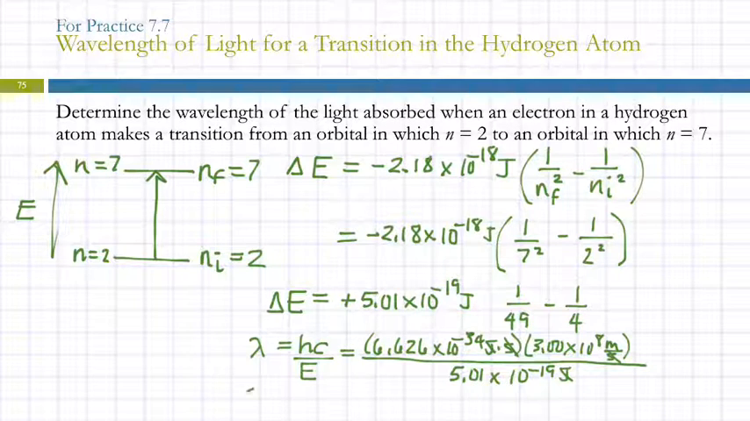So the wavelength is 3.97 times 10 to the minus 7 meters. Any questions?